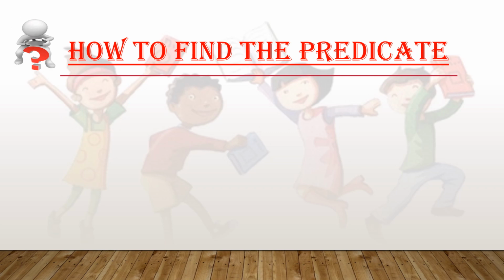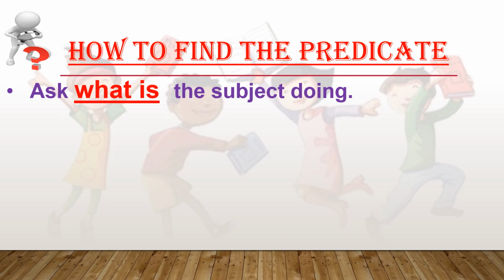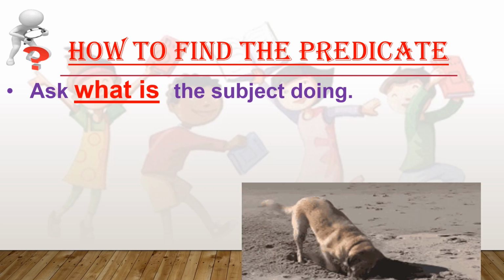Now let us see how to find the predicate. It is really simple. Just ask the sentence this question: what is the subject doing? And your answer will be the predicate. I have a picture here for you. Just look at it. The dog is doing what? The dog is digging. That means the answer to your question, what is the dog doing, is digging, is the predicate of the sentence.